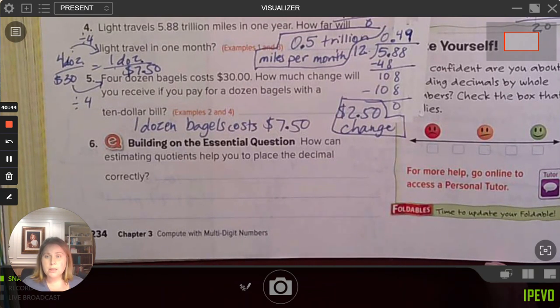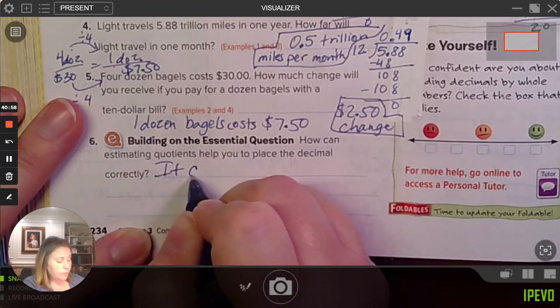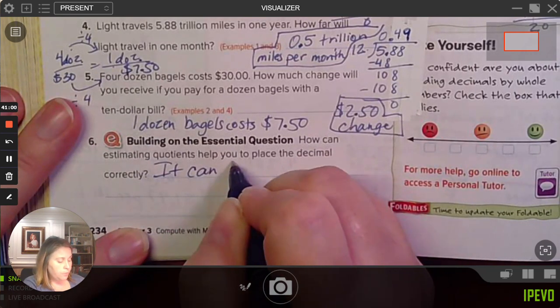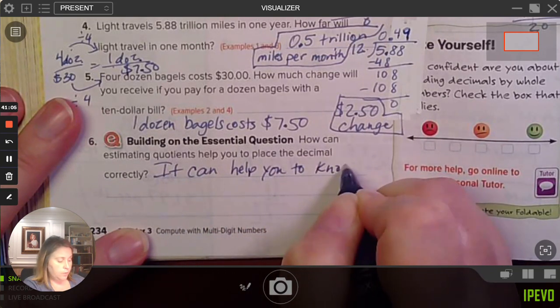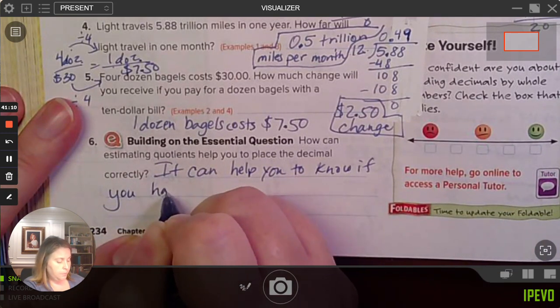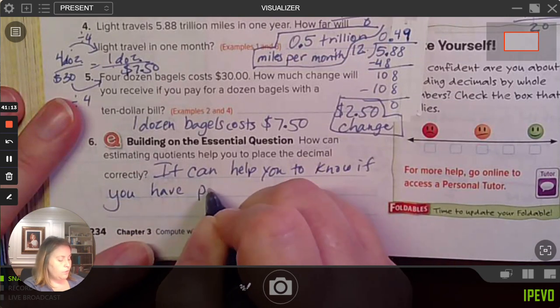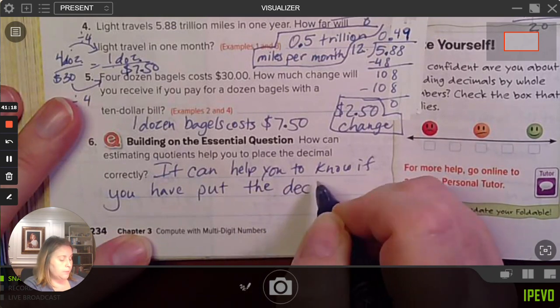And then lastly, building on the essential question, how can estimating quotients help you to place the decimal correctly? Just lets you know if you're in the ballpark. It can help you to know if you have put the decimal in the wrong place, or in the right place, the correct place.